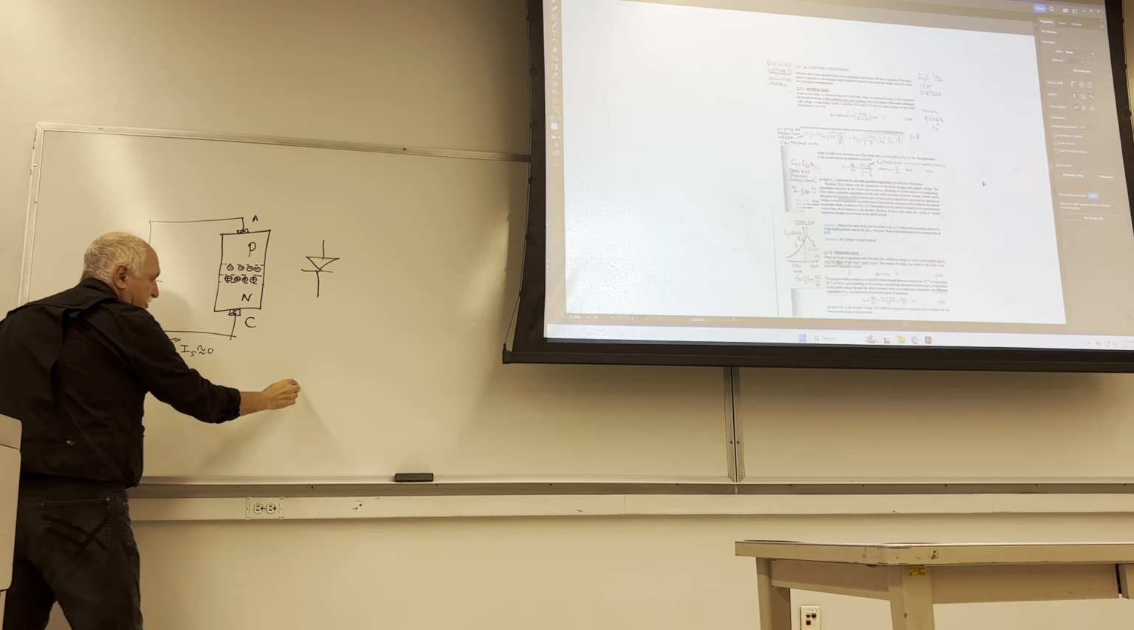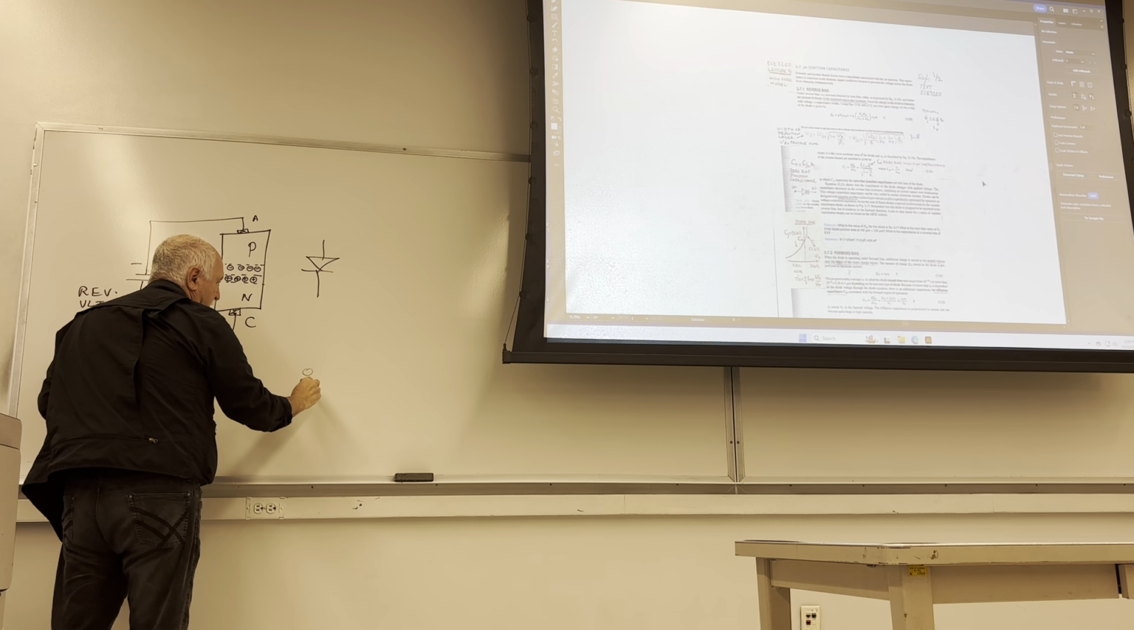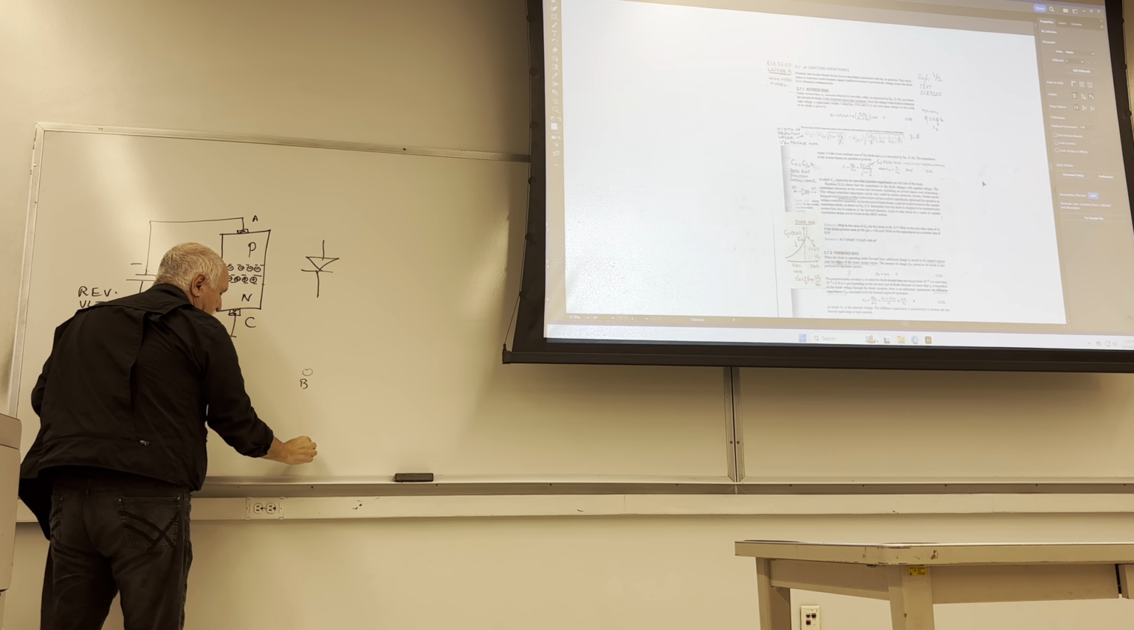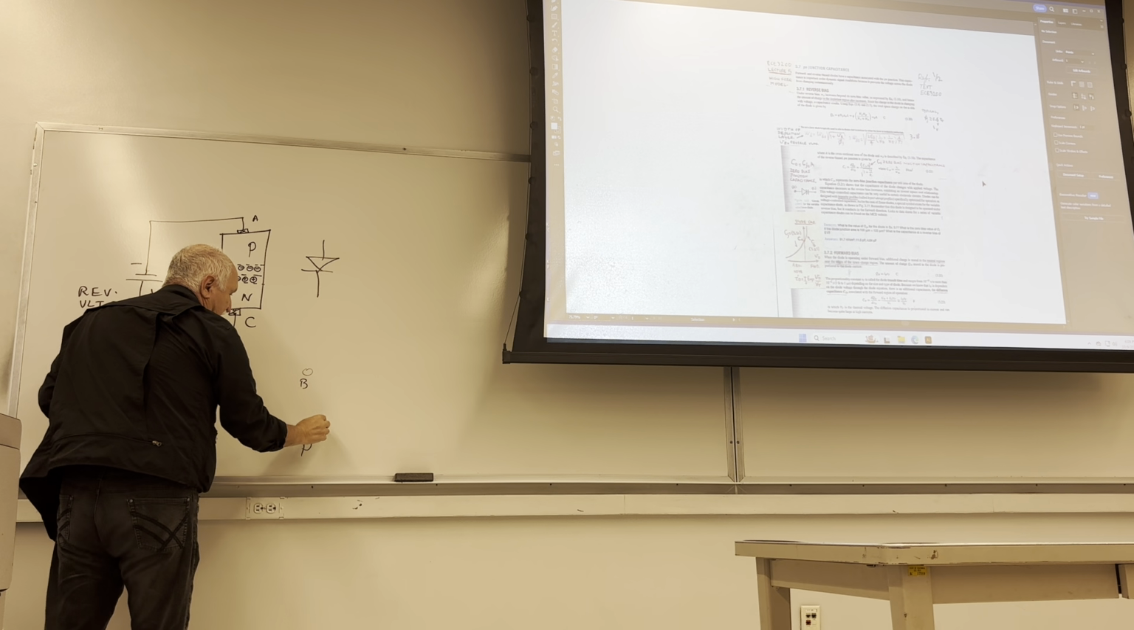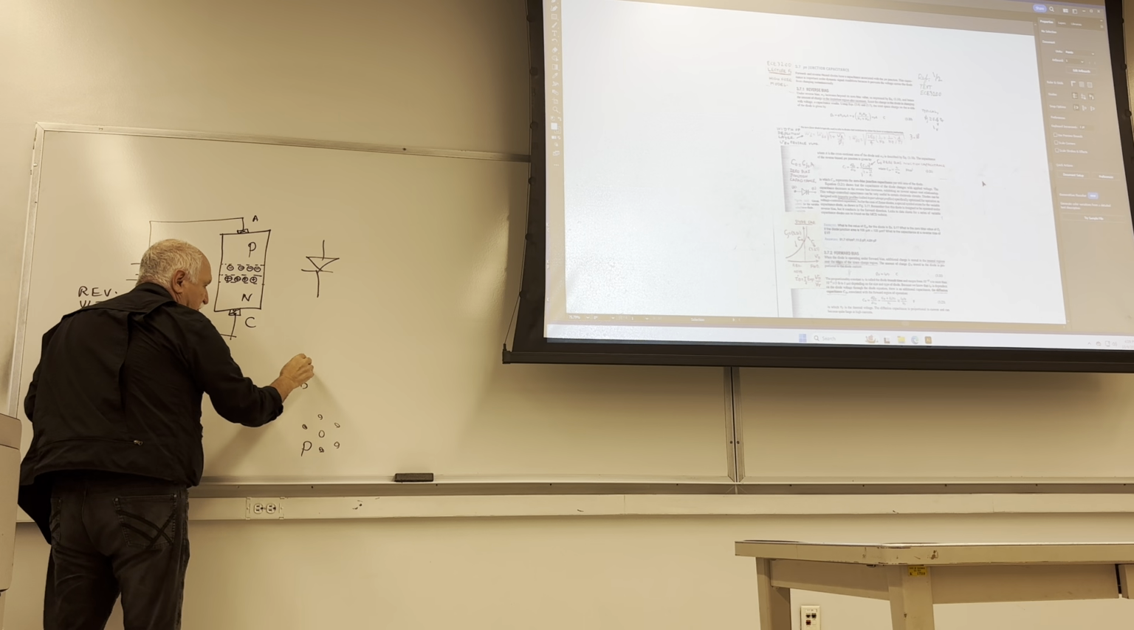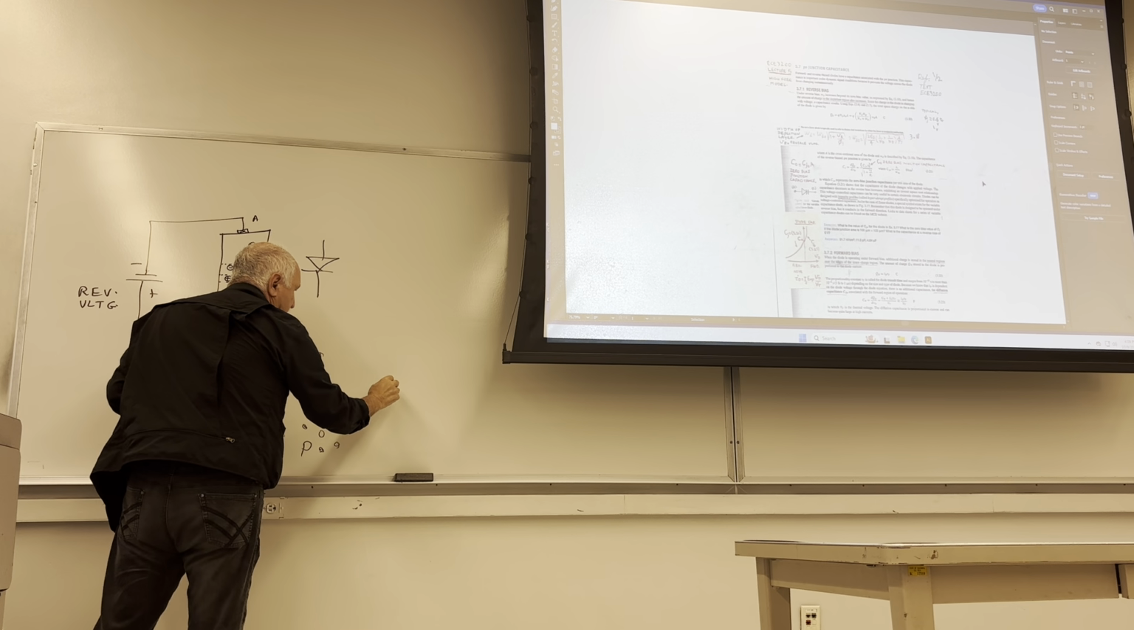So here is the boron. Here is the p-type. Here is the phosphorus. Phosphorus has 5 electrons, 1, 2, 3, 4, and 5. This one, boron, has 3 electrons. Silicon has 4 electrons, Si.